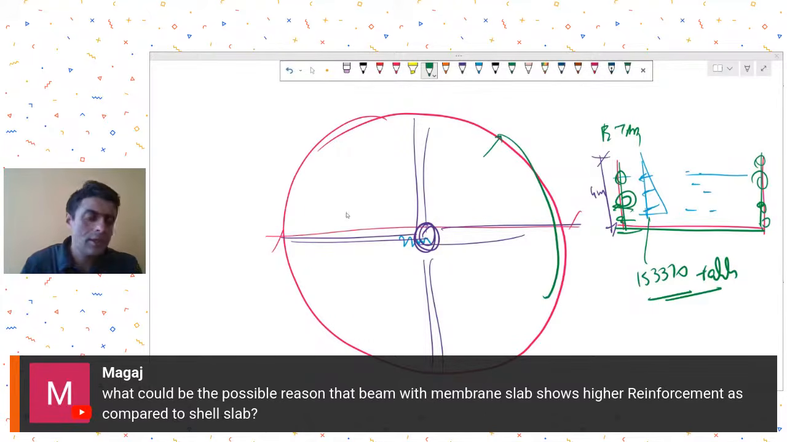When you consider the slab as shell, some moment gets transferred from slabs directly to your perpendicular beams, and so the moments on the main beams are slightly reduced. That's why when you consider the slabs as membrane, you see more reinforcement as compared to a shell like behavior. But if you try and understand the actual behavior of your cast RCC slab, it is closer to a shell like behavior rather than a membrane like behavior.